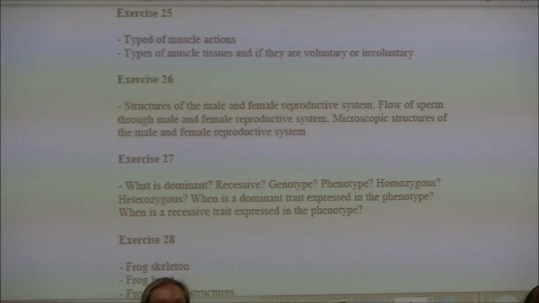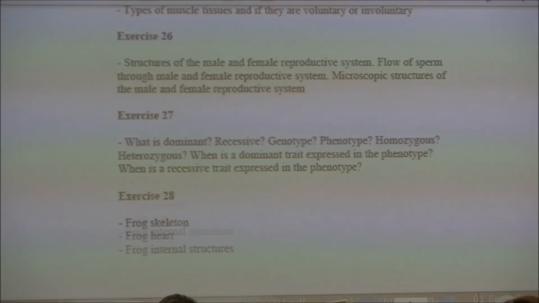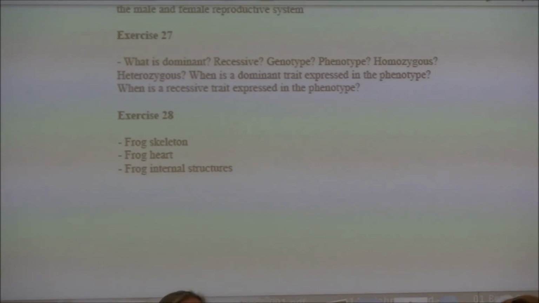Okay? Then the last part says microscopic structures of the male and female reproductive system. Cat ovary, rat testes. So slide pictures. All right? The slide pictures. Okay. Cat and rat. Be able to tell me what the ovary is and what the testes is by looking at the microscope.